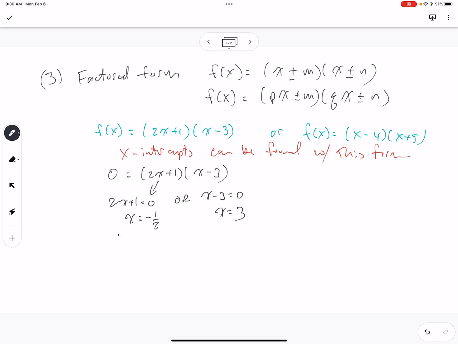And so I would have an x-intercept at negative 1/2, 0, because again, keep in mind, this is your y value. Or 3 comma 0. Okay, and that is commonly what it looks like. Now, here's the other thing that we can do that's kind of interesting: there is a relationship between factored form and standard form as well, which I'll go over in the next video.